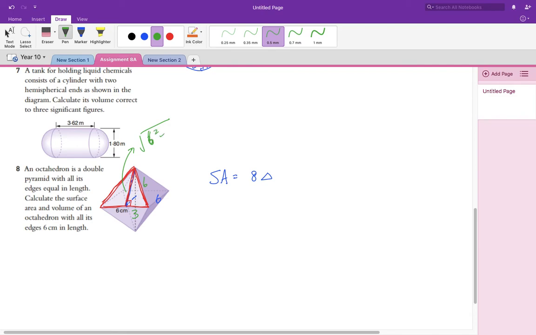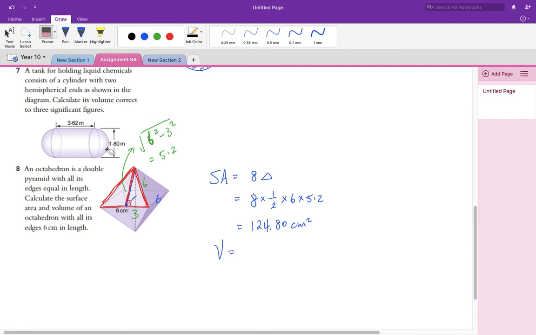6 squared minus 3 squared. And that's equal to 5.2. So it's 5.2 for the height, which means surface area is equal to 8 times half times base times height. Base is 6, height is 5.2. So that's 24 times 5.2, 124.80 centimeters squared. For volume, you need to find this, the perpendicular height, right?